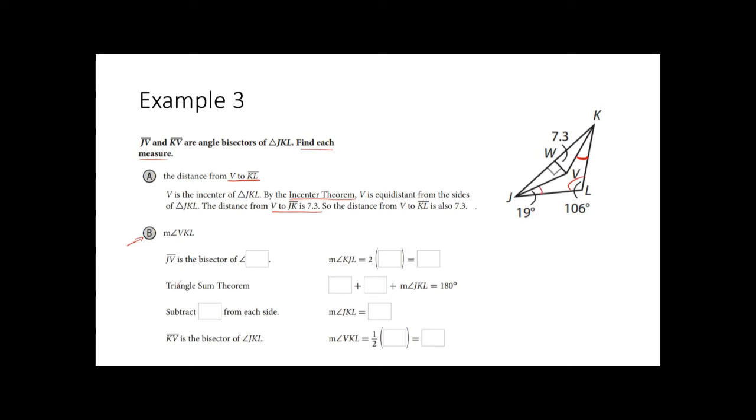Now, JV is the bisector, and again, I'm filling the blanks here, so bear with me. JV is the bisector of angle, so let's see, looks like KJL, okay? Cuts this angle in half. There's the triangle sum theorem, so we're subtracting blank from each side. Let me see what they're talking about here. KV is a bisector of, okay.